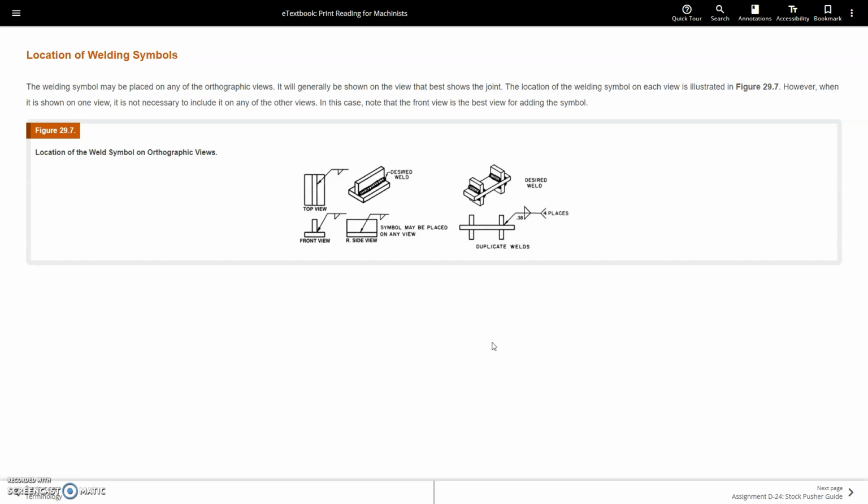Location of weld symbols. The welding symbol may be placed on any orthographic view. It is generally shown on the view that best shows the joint. The location of the welding symbol on each view is illustrated in Figure 29.7. However, when it is shown on one view, it is not necessary to include it in any of the other views. In this case, note that the front view is the best view for adding the symbol.